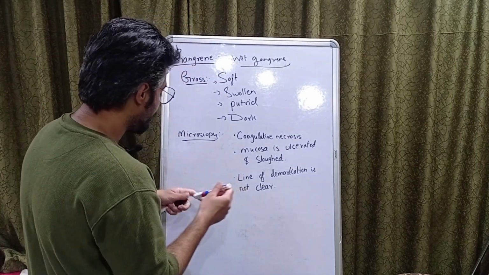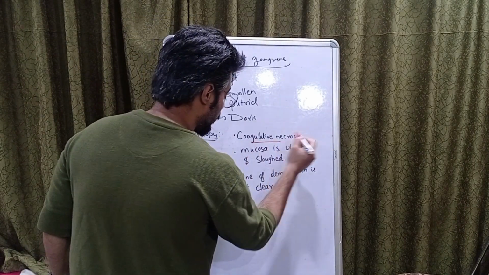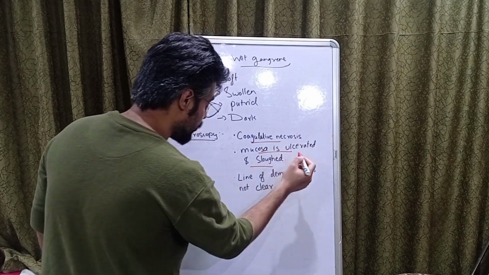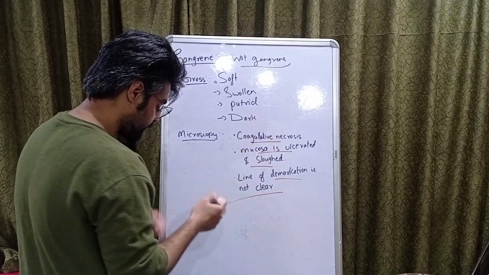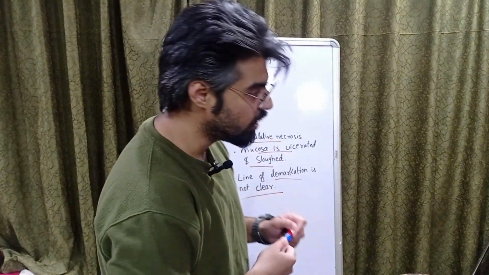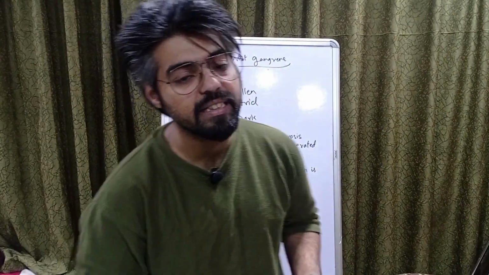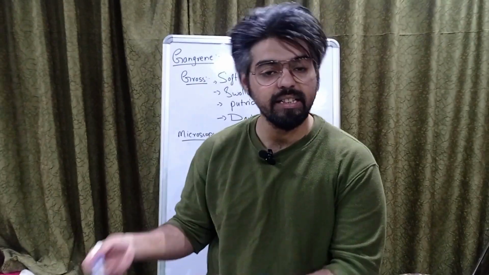So, microscopy: coagulative necrosis, and the mucosa is ulcerated and sloughed. Next, the line of demarcation is not clear at all between the affected and the non-affected part, or you can say between the gangrenous and the non-gangrenous part.